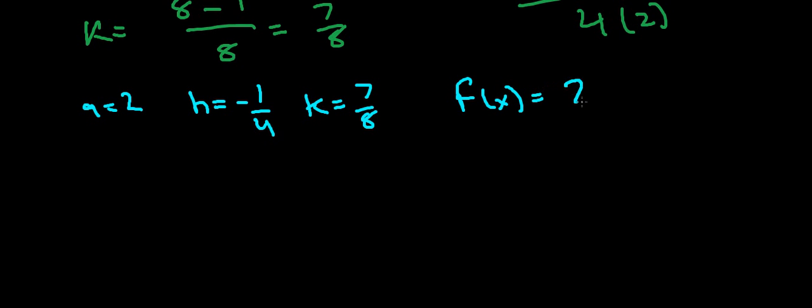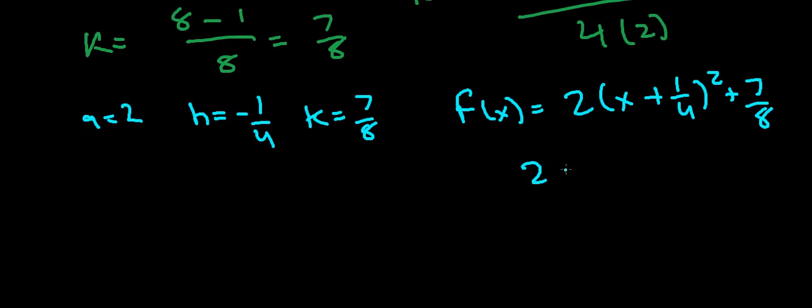So this is equal to 2 times x minus 4. So that makes it a plus 1/4 squared, and then plus 7/8. So this is equivalent to our original equation, 2x squared plus x plus 1. And if we wanted to prove that, all we have to do is just multiply all this stuff out, and we should get back our original equation. So let's do that real quick.